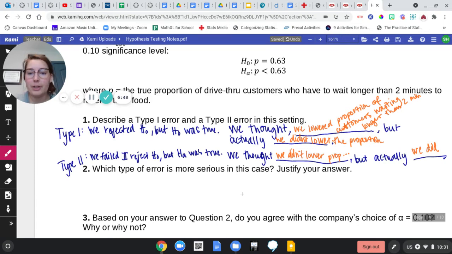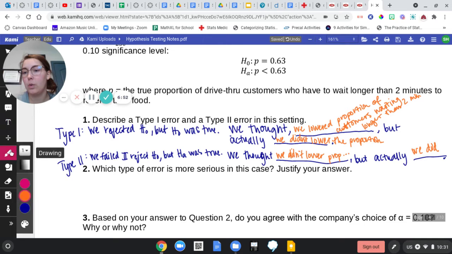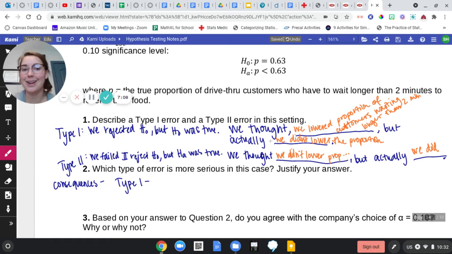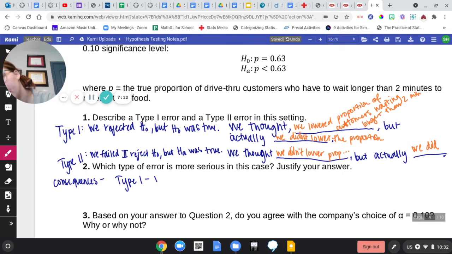Which type of error is more serious? Well, let's talk about the consequences. So what are the consequences of a type 1? Type 1, the consequence is that we keep that extra drive-through guy around, but he's not actually helping us go any faster, right?